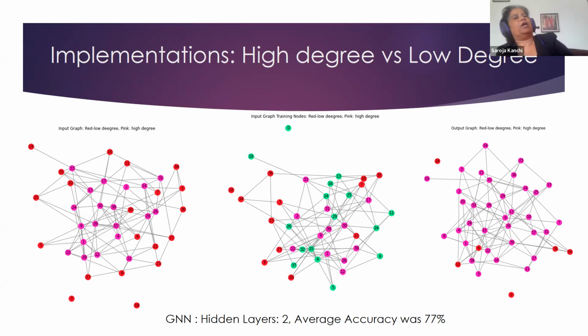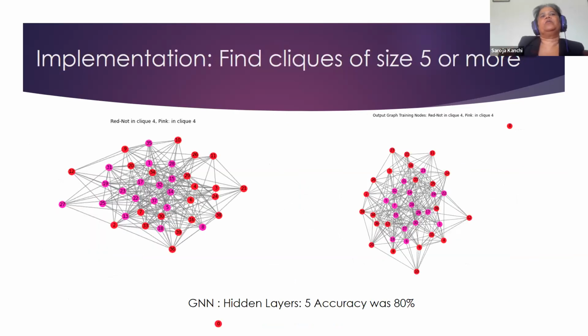Here the results were averaged over graphs from 10 nodes to about 300 nodes at max, and we had an accuracy of prediction of high nodes versus low nodes of 77%. The other very popular problem is finding cliques within a graph, cliques of size 5 or size n. Here we used 5 hidden layers, so we could process path lengths up to 5, and we got an accuracy of 80%. Again, about 300 nodes were used, anywhere between 10 and 300 nodes. Our training nodes were only about 5% in all of these implementations.